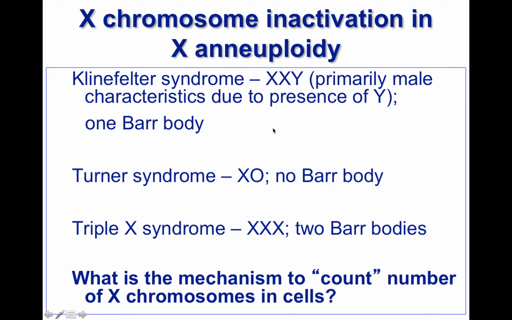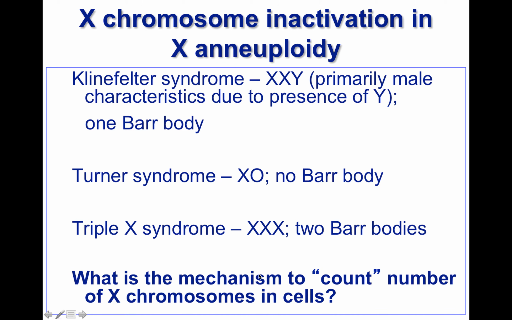There are several different human conditions that are consequences of having aneuploidy, which means the wrong number of X chromosomes in an individual. Klinefelter syndrome, Turner syndrome, or triple X syndrome. In Klinefelter syndrome, individuals have two copies of the X chromosome and a Y. Turner syndrome has only one copy of the X chromosome. And in triple X syndrome, individuals have three copies of the X chromosome.